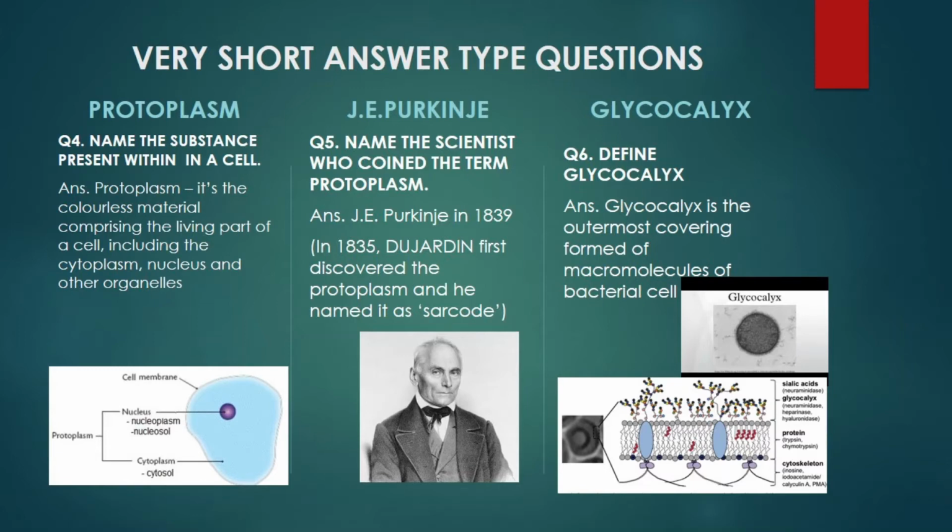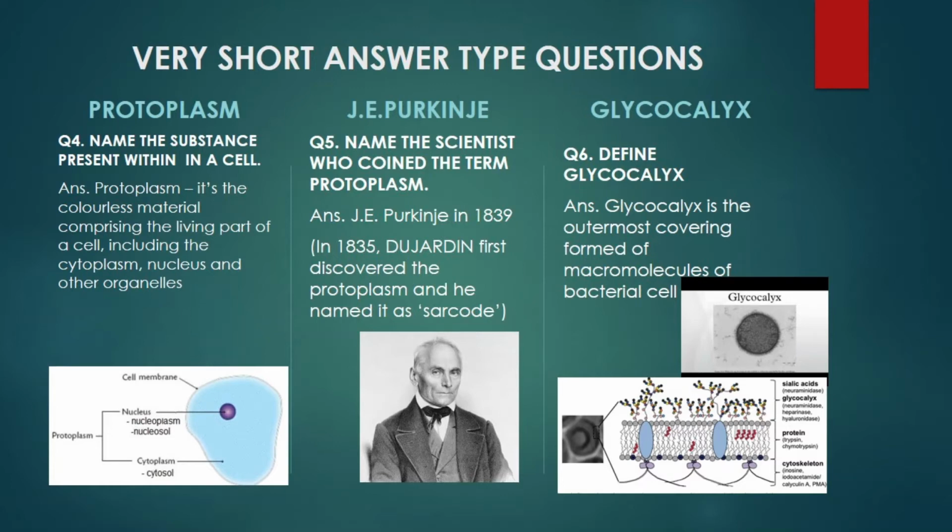So coming to the next question, we'll be going to glycocalyx. Question number 6, define glycocalyx. What is glycocalyx? Glycocalyx is the outermost covering formed of macromolecules of a bacterial cell.